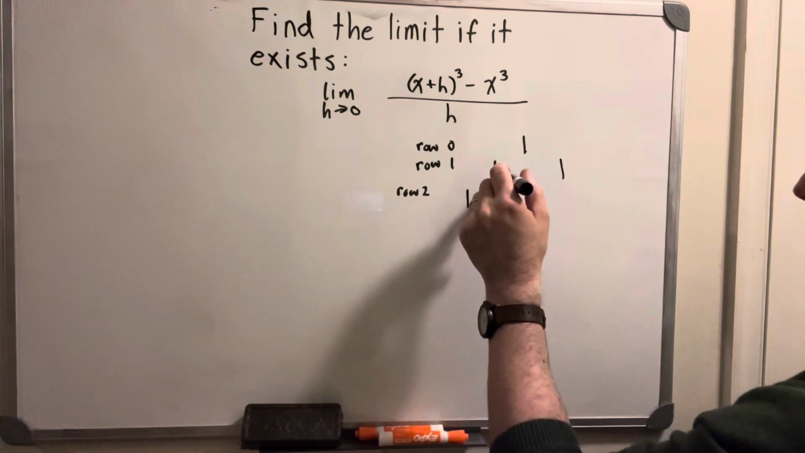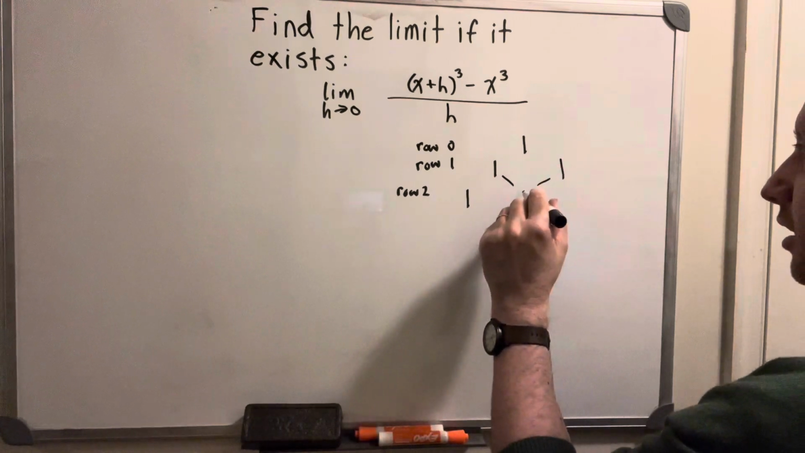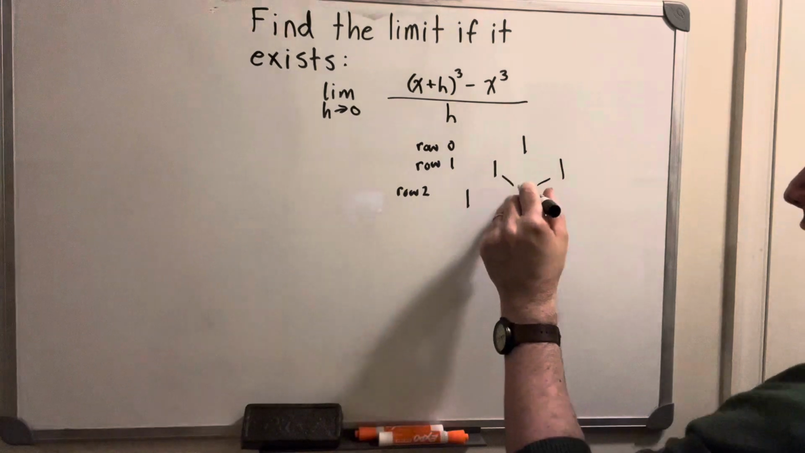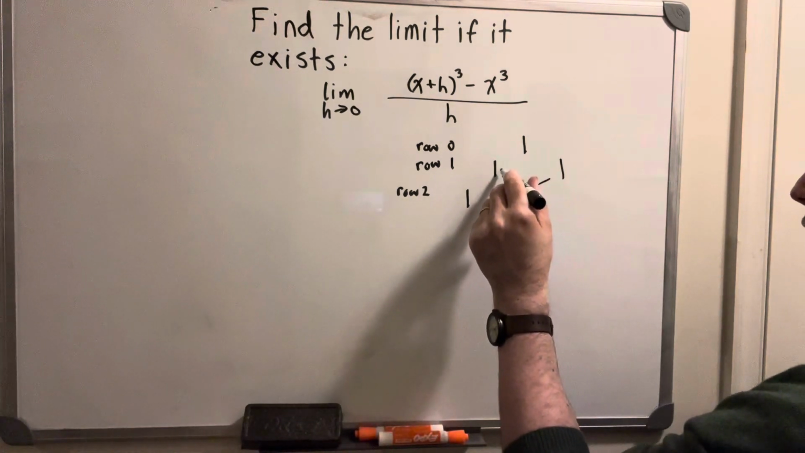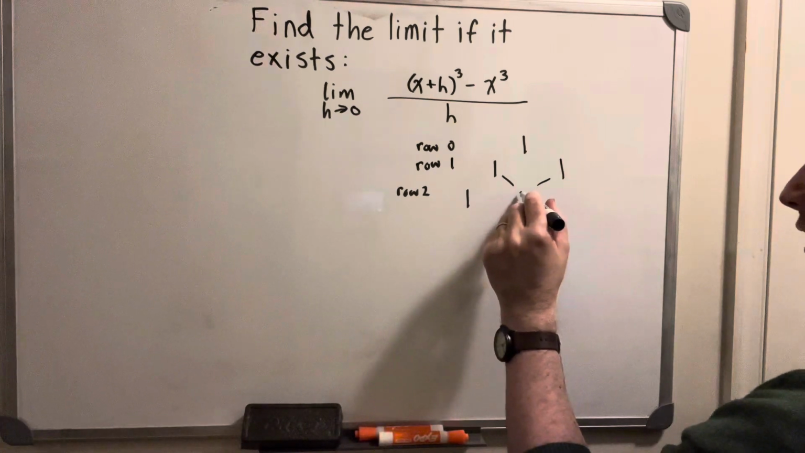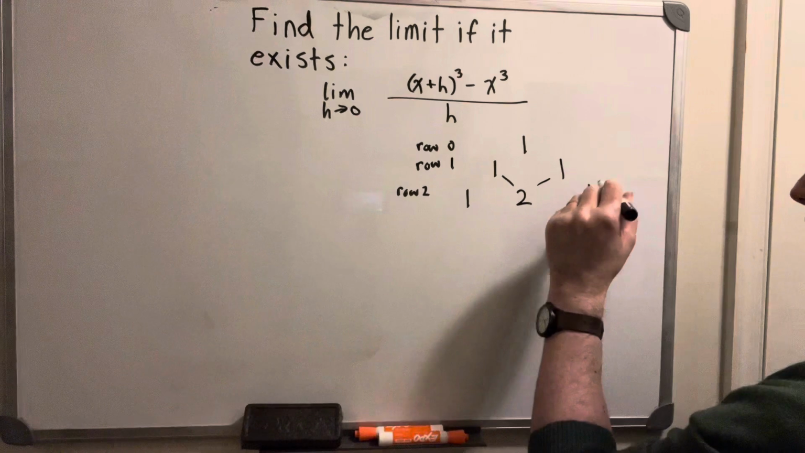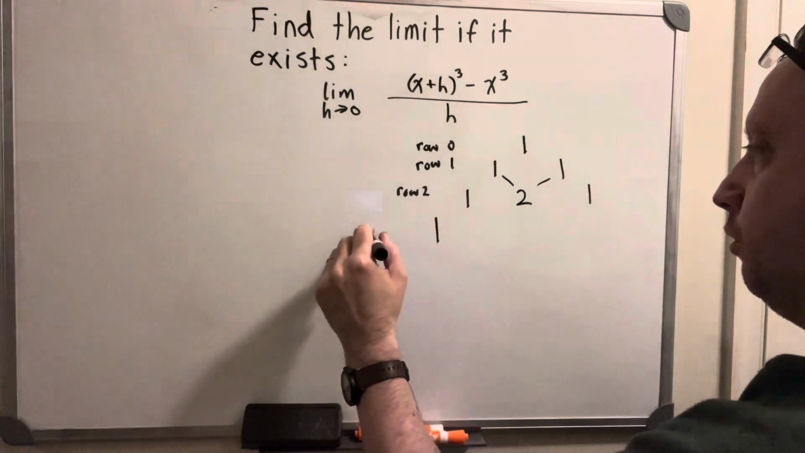Now everywhere for row 2 and beyond, I can take the diagonals and add them together. I call them the diagonal parents of this number. See how there's a 1 and a 1 right here? I add them together. This makes a 2. And then there's no more diagonal parents on the sides. This is row 3.